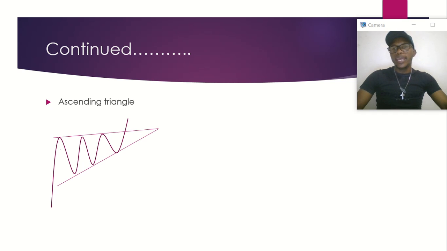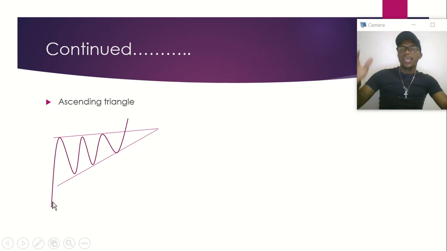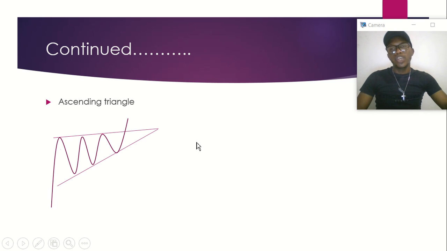Then there is what we call an ascending triangle. An ascending triangle is a continuation of a bullish trend. The market is trending upwards, then consolidates. Thereafter, if it breaks this trend line, you can open your buy position.